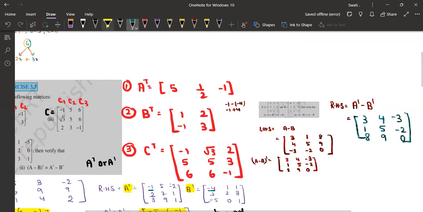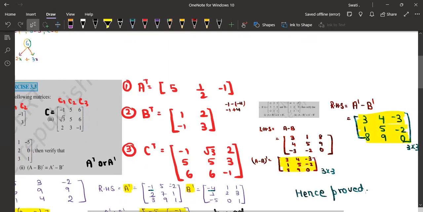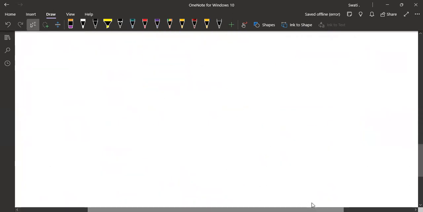This is our RHS. Now again, if I bring your attention to the LHS and to the RHS, you can see we have got the same matrix, right? Again, if you want to write the order, we can write the order 3 by 3 and 3 by 3. And because LHS is equal to RHS, hence proved. And we are done with our first question of exercise 3.3. Now it's time to go to the next question.